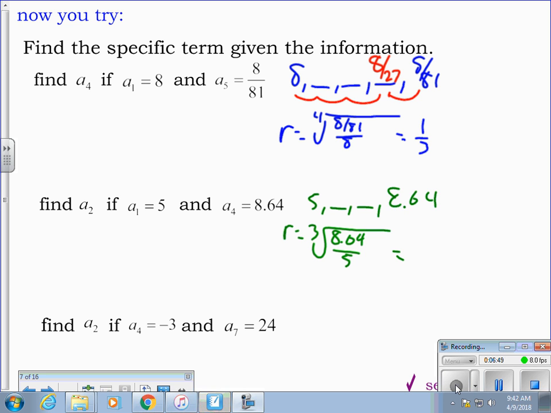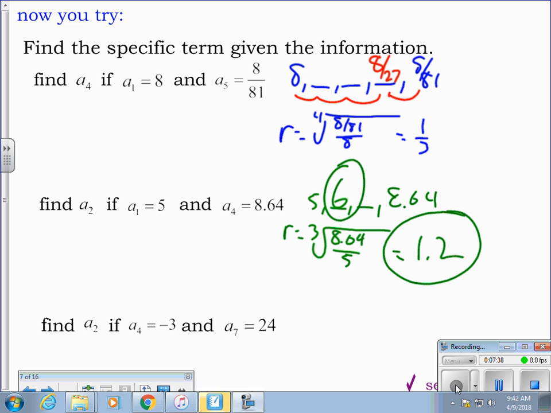Okay. Now, the second one, if I did my calculations correctly, is not the fourth root, it is the cube root. So the cube root of 8.64 divided by 5, and I get 1.2. Easy enough. I have the first term, I want the second term. How do I get from the first term to the second term? I just multiply times that. 5 times 1.2 should give me 6. So my answer is 6.